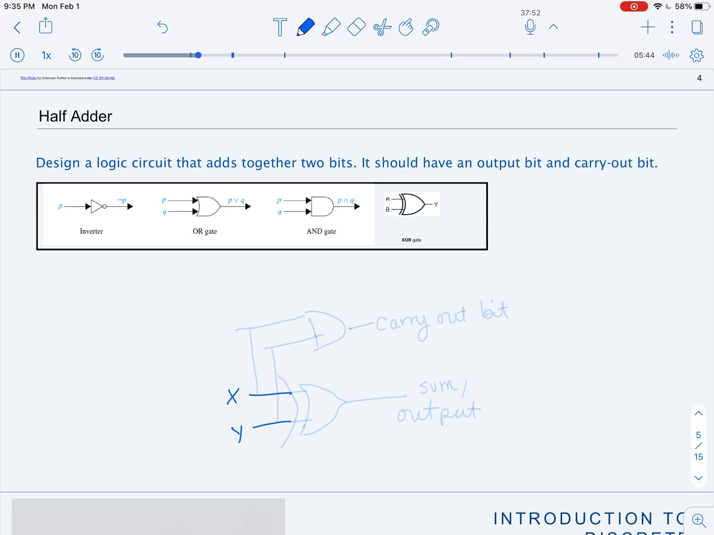And we need to think about what happens when we add 2 bits. So when we add 2 bits, if both of the bits have the same parity, if they're both 0 or they're both 1, then the resulting bit should be 0. And if their parity is different, so if X is 1 and Y is 0, vice versa, then the output bit should be 1. So that is indicative of using an exclusive OR gate. So I'm going to draw my exclusive OR gate. So this is going to create the output bit.